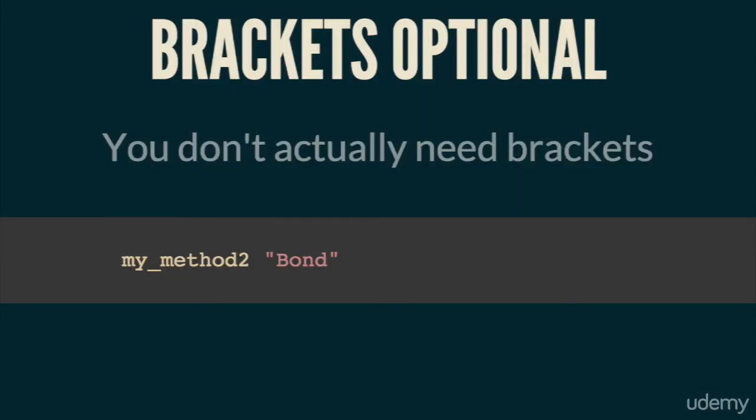One of the wonderful things about Ruby is that in many cases brackets are optional. So sometimes this makes code easier to read. We can say my_method2 and just pass an argument, in this case bond, and it will have exactly the same effect. That said, I encourage you in most cases to continue to use brackets. I find that actually makes things a little easier to read.